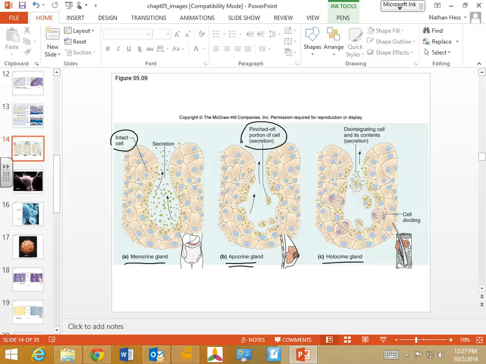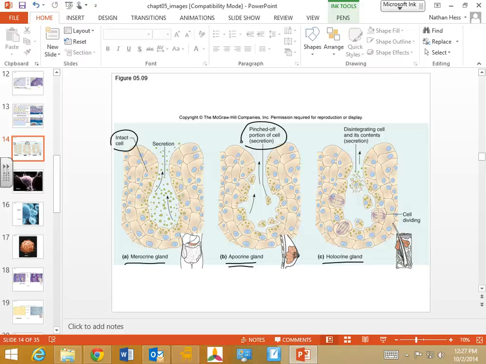Does that make sense? An apocrine, I think about an ape pinching a banana and eating it. I'm just telling you that's how I associate things in my mind. So for merocrine, intact cells. For apocrine, pinched off, a little piece of it comes off with the secretion. And then holocrine is where the cell literally has to die in order for the secretion to come out.